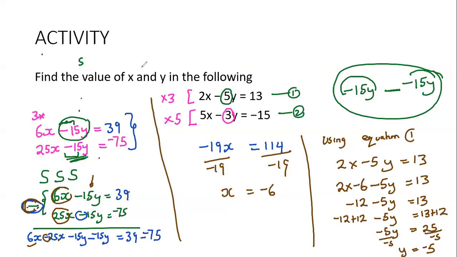Teacher, I'm lost here where you get your 19, this part of 19 and 114. Where did you get them from? Are you seeing this? When you have 6x minus 25x, what do you get? 19. Yes, so that's where we are getting the 19, when you are subtracting the two equations. Okay, thank you.